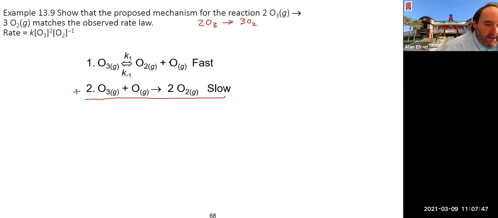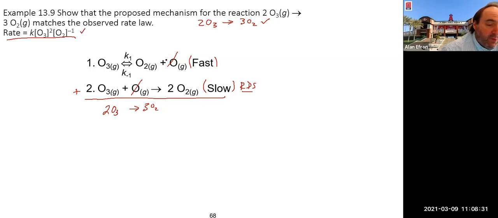Looks like O here on both sides will cancel, and I think that is it. That's going to give us 2 O3 on the left and 3 O2 on the right. So far, not bad. That matches. Remember that the rate law found experimentally here needs to match the rate law for the RDS. And in this case, they did label these for us. Because that's the slow step, that should be the rate determining step. That means, like we talked about previously, the rate law for step number 2 should match the rate law that's found experimentally.